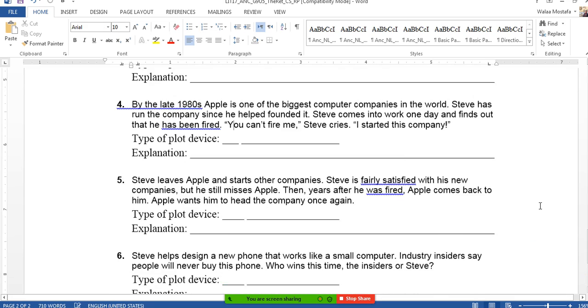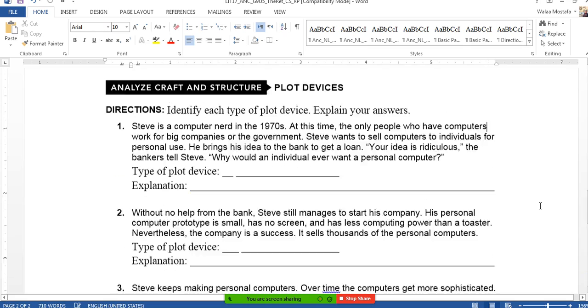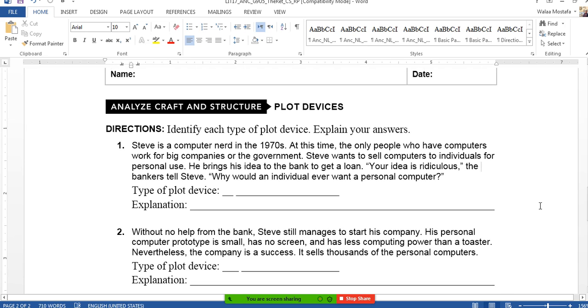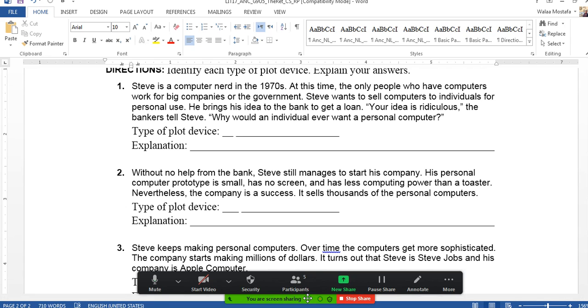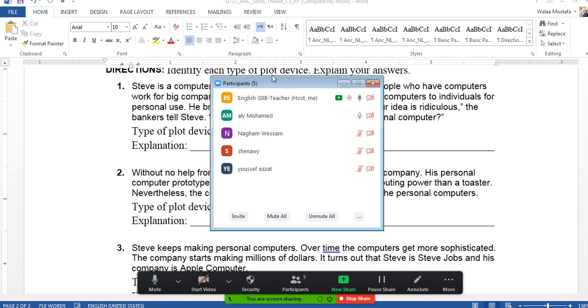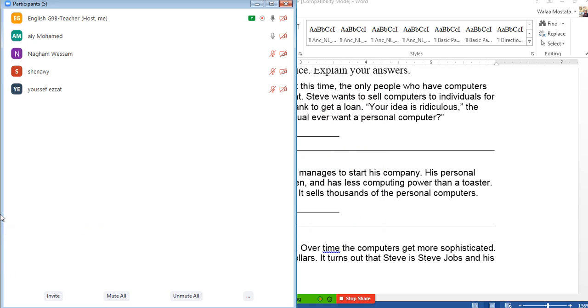Yeah, we are ready. In the first session, we have answered a question about identifying the type of plot device used in each passage. Again, I gave you 6 passages, and these passages are all part of one story, but it is divided because the author used a different plot device in each one of them. You are going to read each passage, identify which device is used, and explain for me how did you know. Fine.